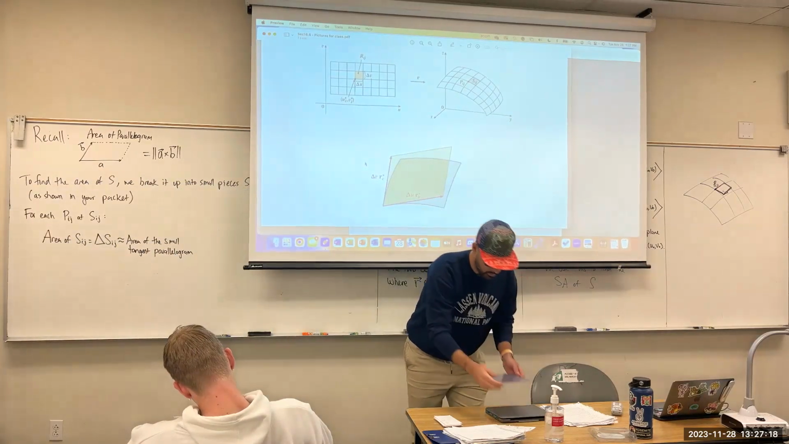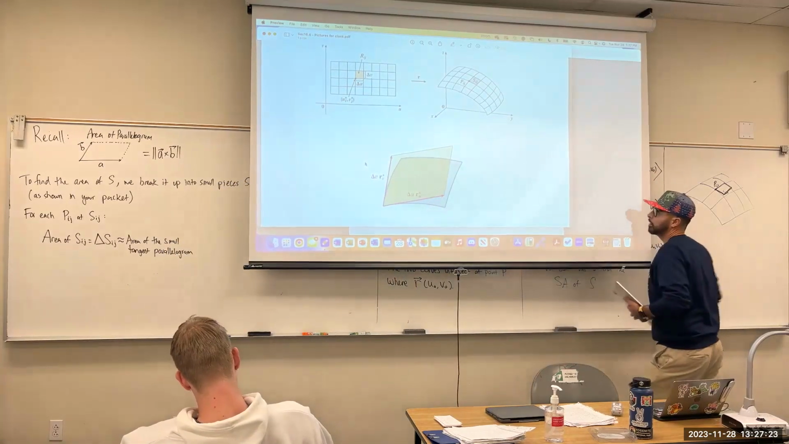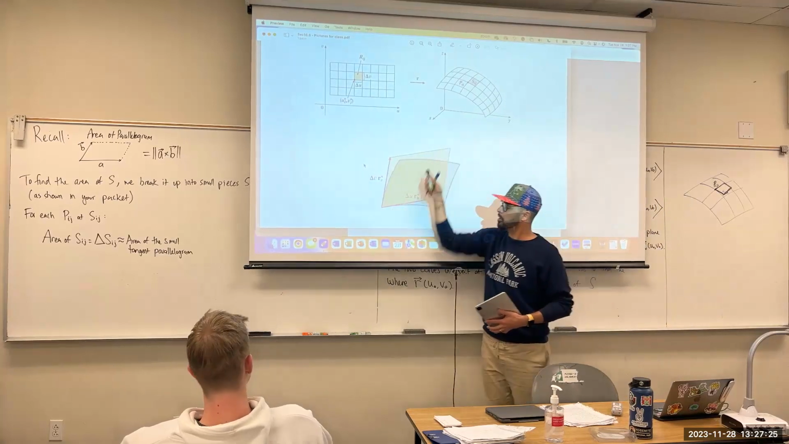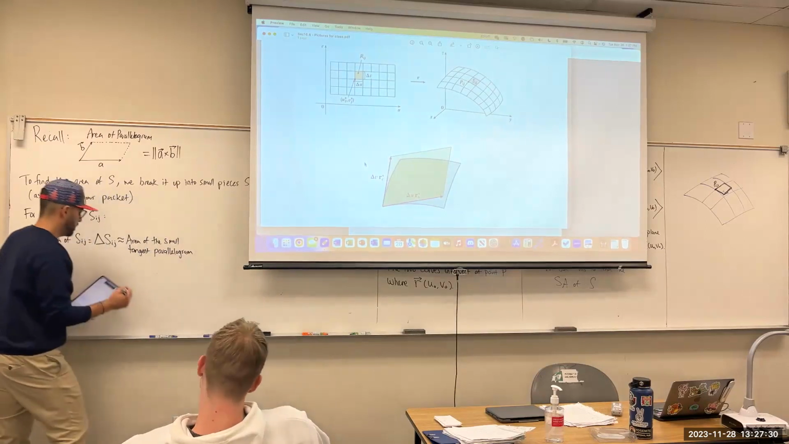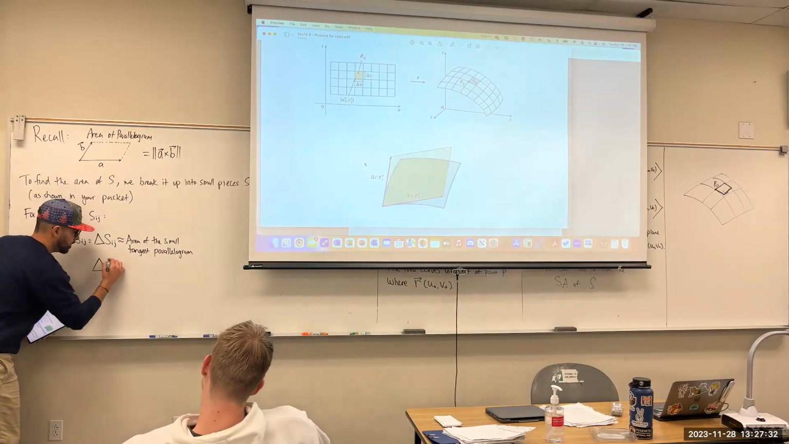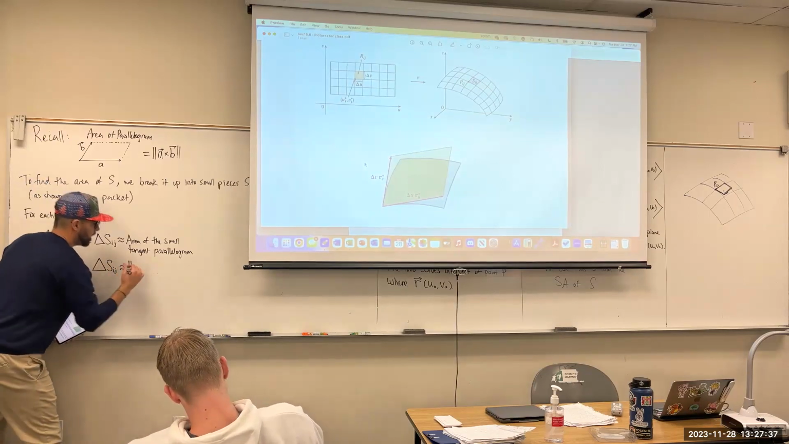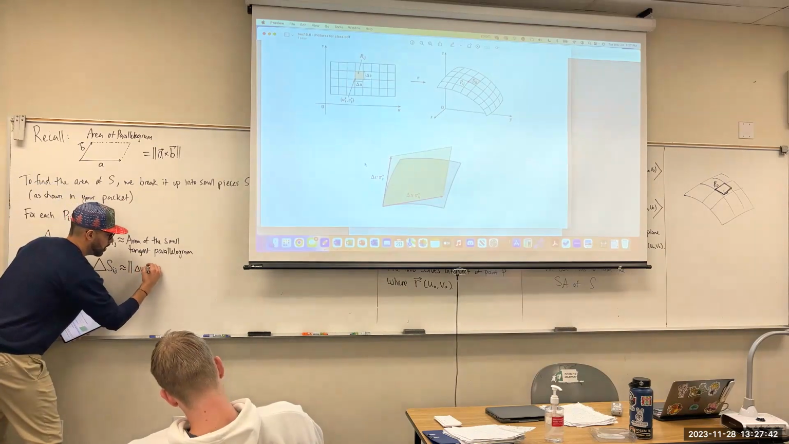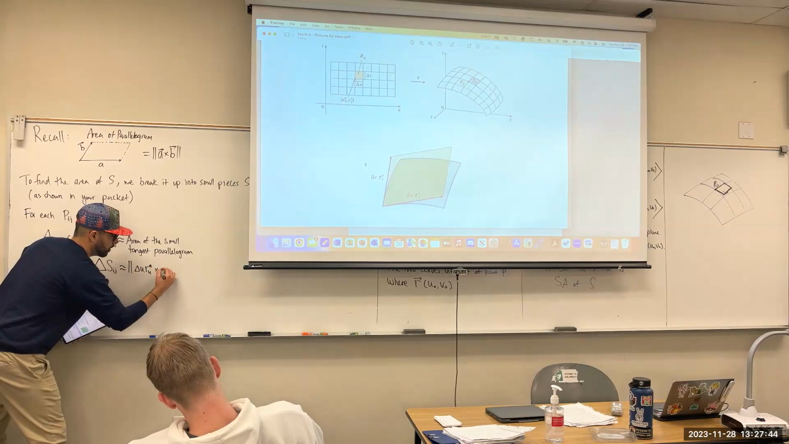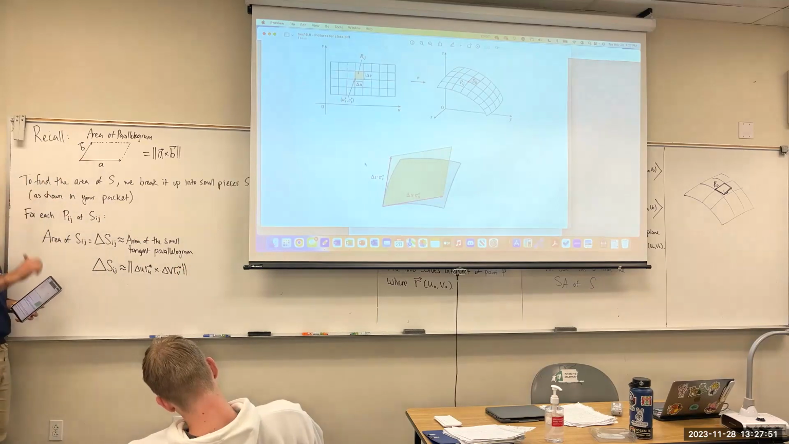So I'll leave that picture here. And so since I'm finding the area of this tangent parallelogram, which is this green one shown, that's what this is referring to. That means that delta Sij will be approximately equal to the magnitude of the cross product of those two vectors, delta U RU star cross delta V RV star, using this fact.